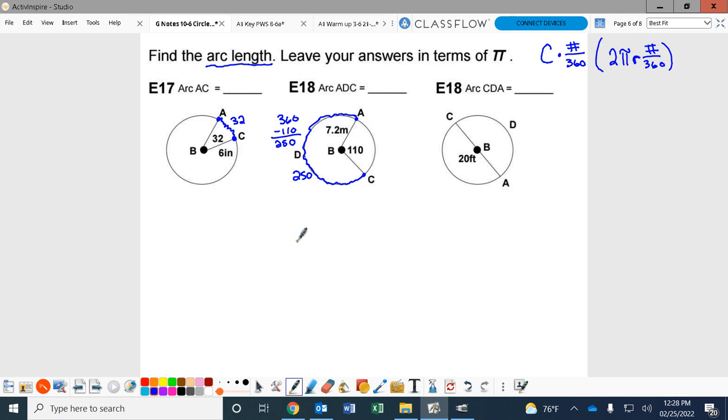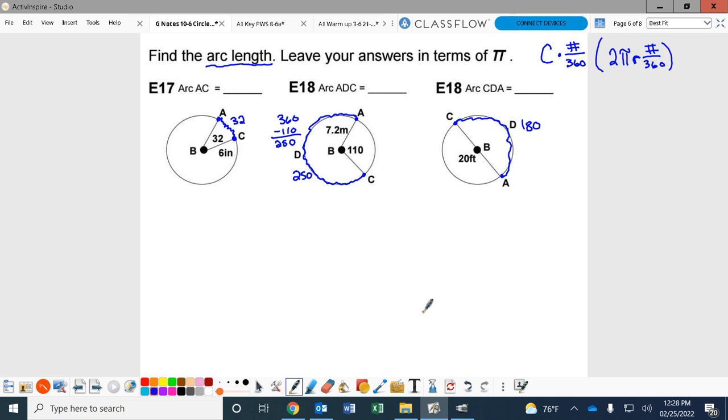The next one is going to be arc CDA. If you start at C, you go to D, and you end at A. Guys, you don't need to think about this. If it connects the ends of a straight line, then the measure is how much? 180. Okay, those are the arc measures.